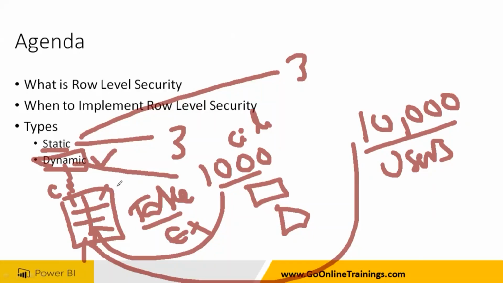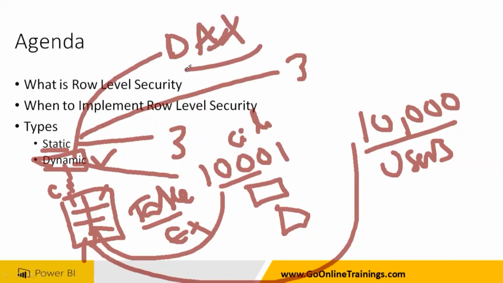Most of the time, this question is going to come: if you have thousands of people, how do you create it? If you have fewer people, we can implement static row level security. But if you have 10,000 cities and 20,000 users, you need to go for dynamic row level security with the help of a DAX function. Even though you don't know DAX, you can understand it very easily. So tomorrow we'll talk about dynamic row level security. Clear? So this is the last topic in this.